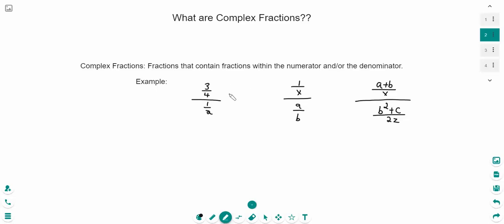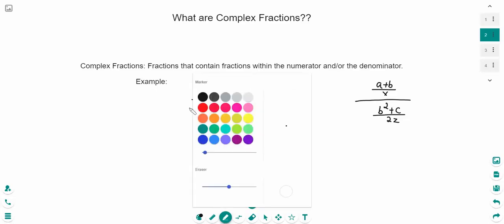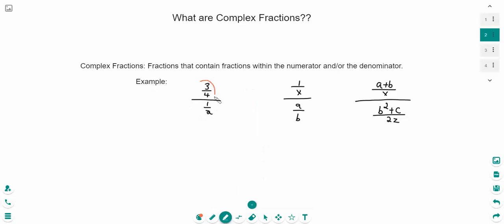So in this first one, we see that the numerator is actually a fraction. It's 3/4. And then we also see that the denominator is a fraction. So we have 3/4 over 1/2. This would be a complex fraction because we have fractions within fractions. Okay? Fractions for the numerator, fractions for the denominator in this case. Another way to think about this is 3/4 divided by 1/2. All right? That's another way to read this.